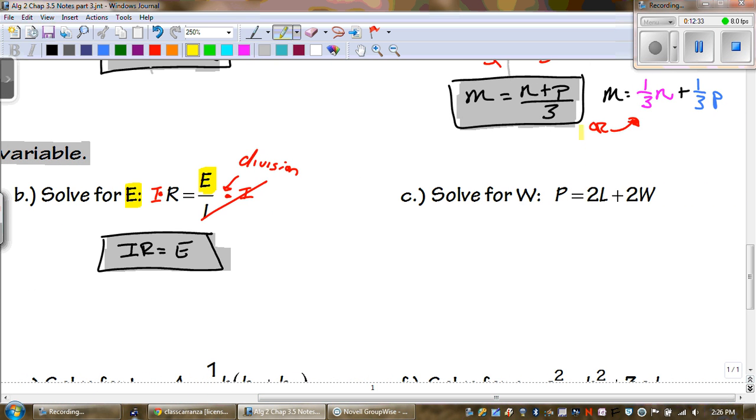All right. We have to solve for W. Okay. This is another one with order of operations. We have addition, so we have to get rid of the addition first, which is right here, and then we'll get rid of the multiplication.